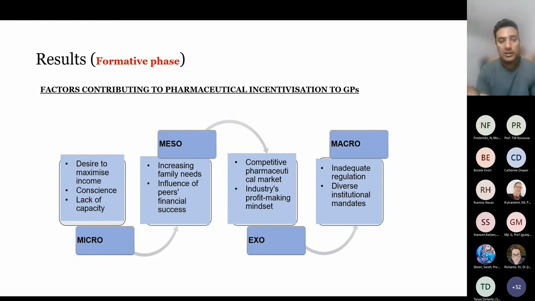So I think all these factors, micro, meso, exo, and macro, work together and produce a context where GPs and pharmaceutical companies find a perfect ground to mobilize incentives to generate maximum profits.